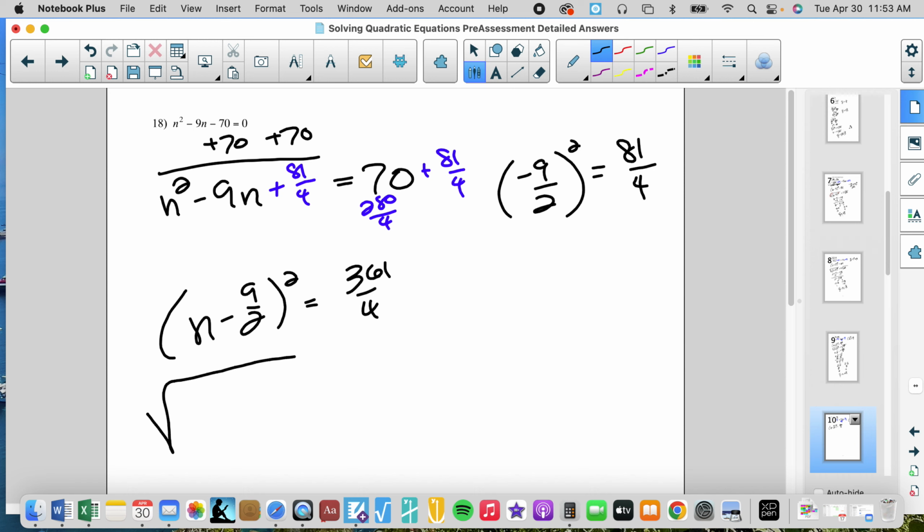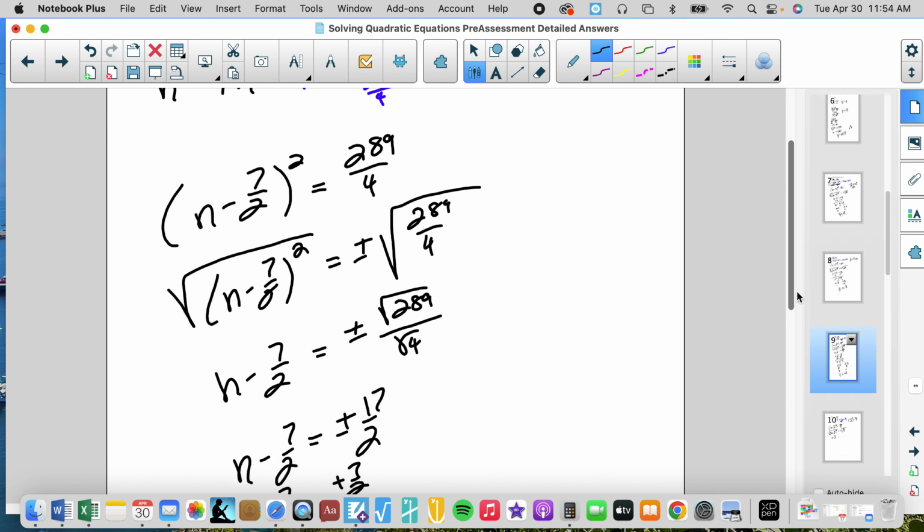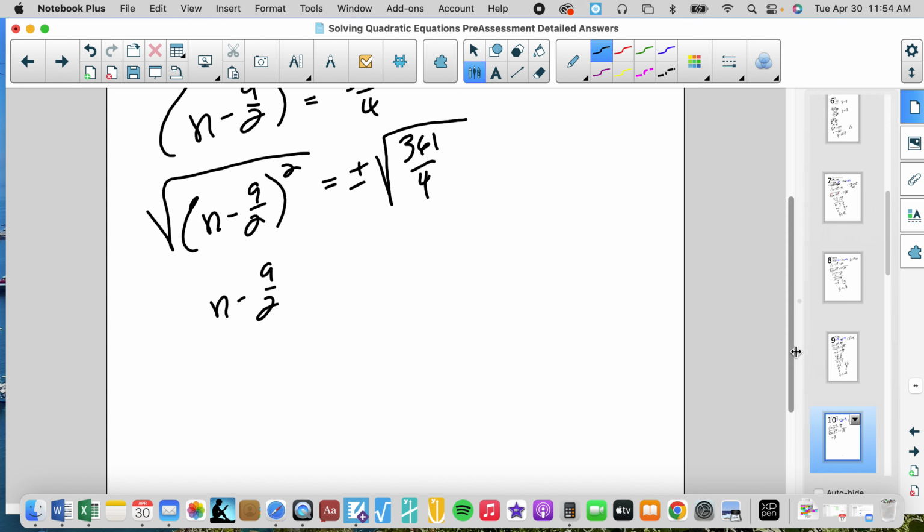Now let's take the square root of both sides. N minus 9 halves squared equals plus or minus rad 361 over 4. This equals n minus 9 halves. Oh, we don't need the parentheses. Did I put parentheses in there? No, I didn't. That was weird. Good, equals plus or minus rad 361 over rad 4, which is n minus 9 halves equals plus or minus, well, rad 4 is 2. Rad 361, yikes.